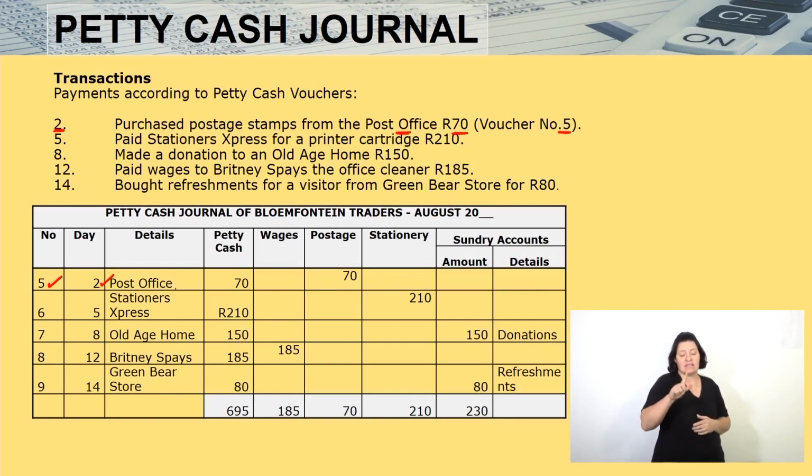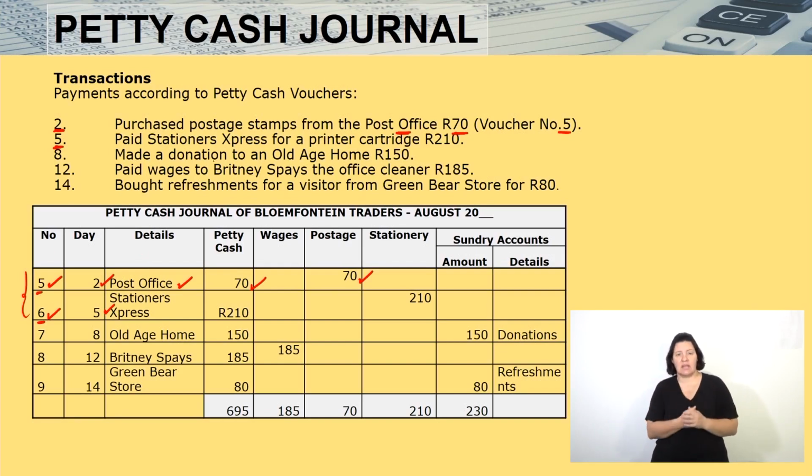So I come here, details, we paid the post office. How much did we pay? 70 rands. What was that for? Postage. So I won't take it to the sundry accounts. It will end there. Then the next date is the 5th, day 5. You can see here on my source documents, my numbers are going in numerical order. 5, now I'm on 6.